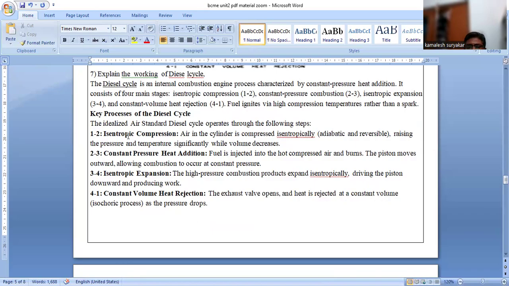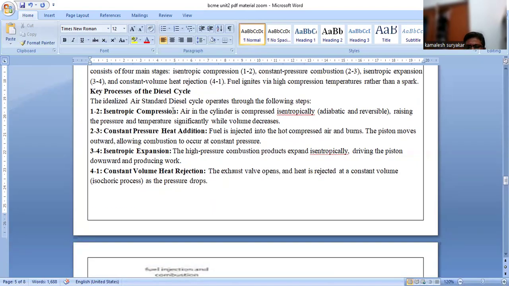So you can see 1 to 2 is isentropic compression. Air in the cylinder is compressed isentropically, raising the pressure and temperature significantly. Volume is decreased. So very high isentropic compression is nothing but the compression process. Now heat addition. Here we don't use a spark plug, but fuel is injected. So in the first process only air is taken. Now fuel is injected. Fuel and air both burn and release a lot of energy, which is useful for the rotation of the wheels.